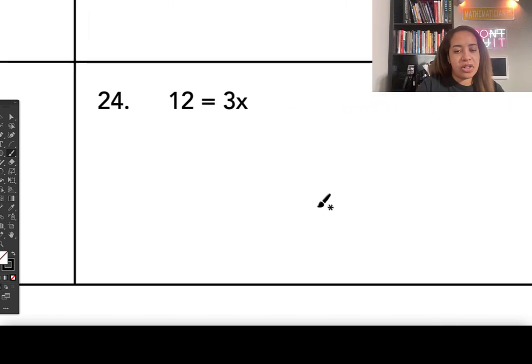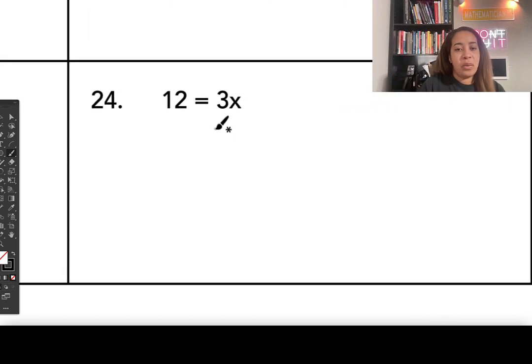Here is number 24. We see multiplication, so we need to do the opposite operation to both sides. The opposite of multiplication is division. We divide both sides by 3. Now we've got x all by itself on the right side, and then on the left side, 12 divided by 3 gives us a final answer of 4.